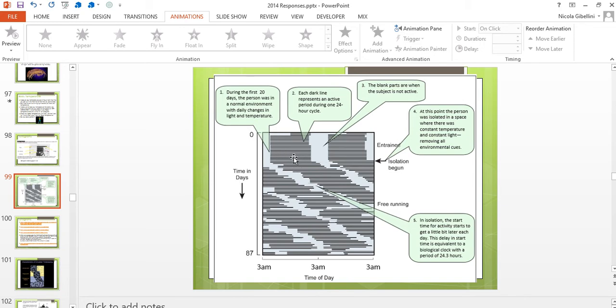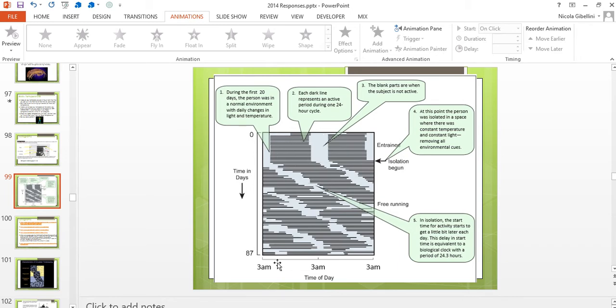You can tell that it is still an endogenous rhythm, so it's internal, because when they take the environmental cue away, it still has a rhythm. It doesn't just go all wonky with no rhythm whatsoever. There's still a rhythm, it's just not exact anymore, and we call that free running. In here it's being entrained. The blank part means that it's inactive, and the black part means that's where they're active.